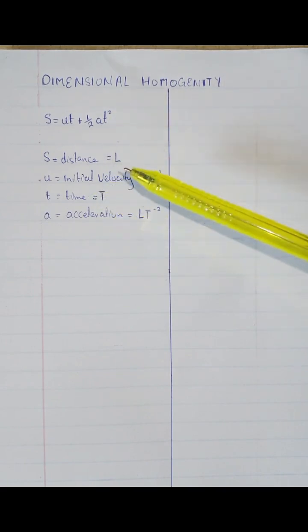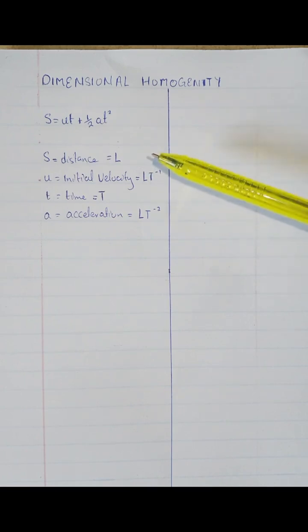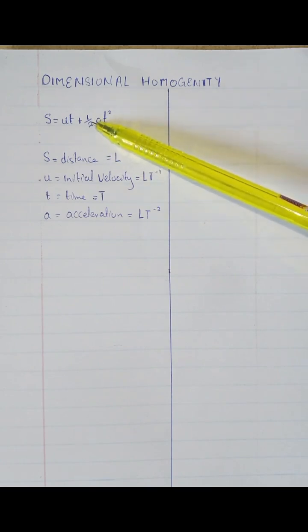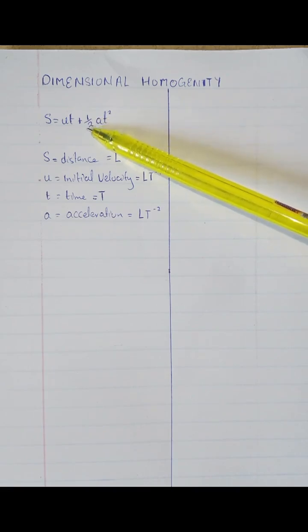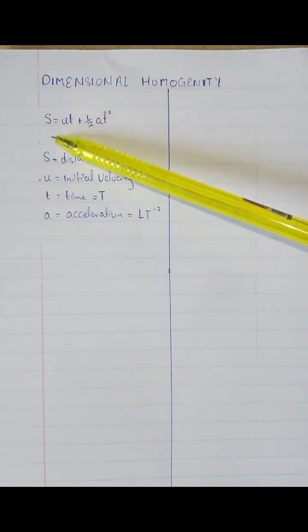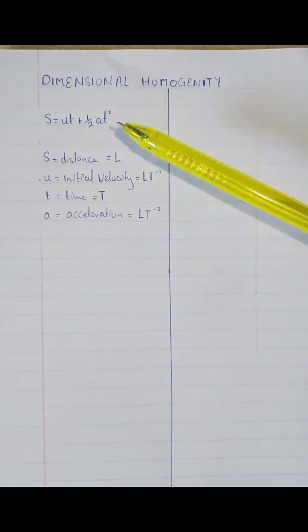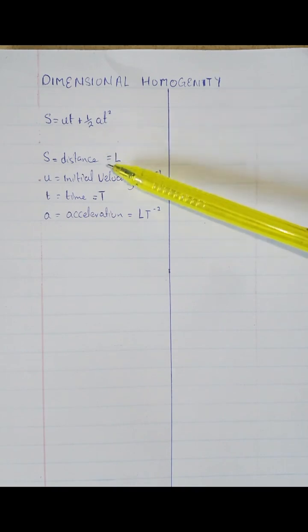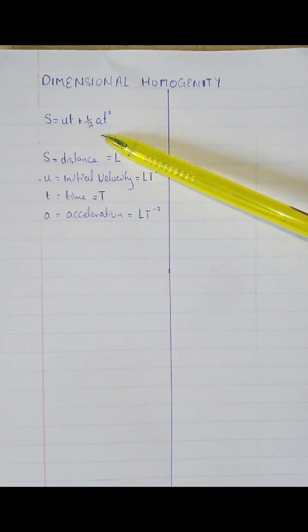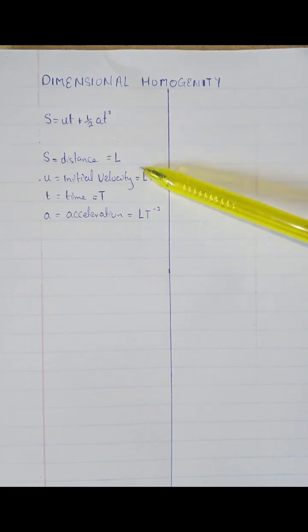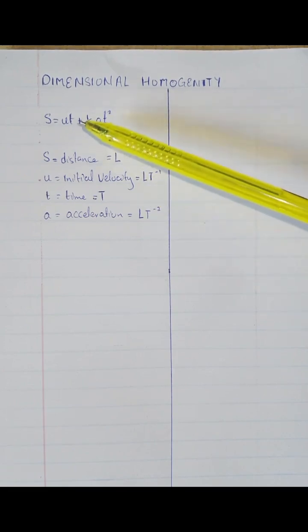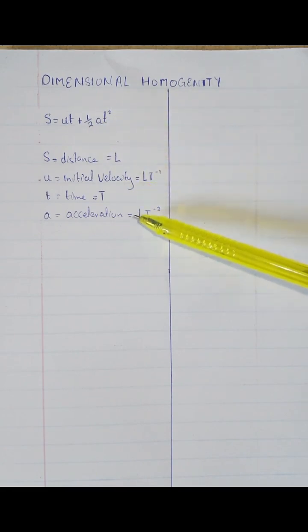So now, when checking for dimensional homogeneity, we don't include the coefficients. So this coefficient is not really the main focus. What we are focusing on is the quantities given and not really the coefficient. So what are we going to do now? We are going to rewrite this equation in terms of these given dimensions.